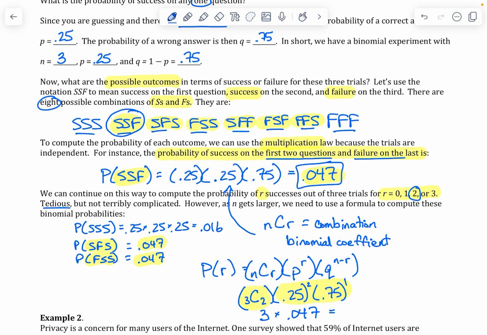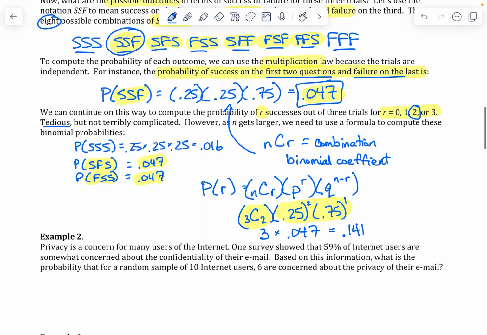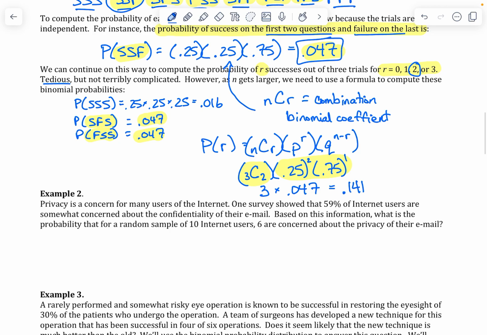So if you did it by hand, you can do it. It's certainly possible. You'd have to use your calculator and multiply all of that out, but you would get approximately 0.141, depending on how you rounded. So there's a 14% chance that you would get 2 out of the 3 right, no matter what the order is, okay? So let's take a look at a little bit more thorough example, and then we'll show you how to do it on the calculator, okay?